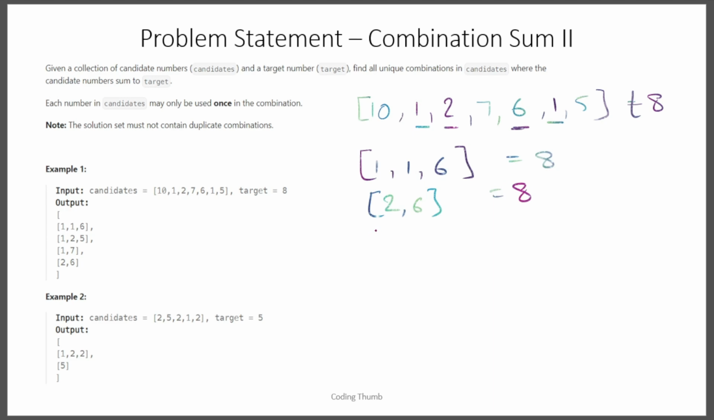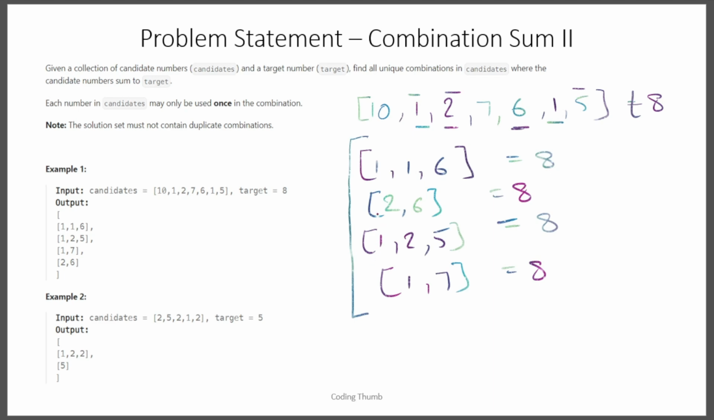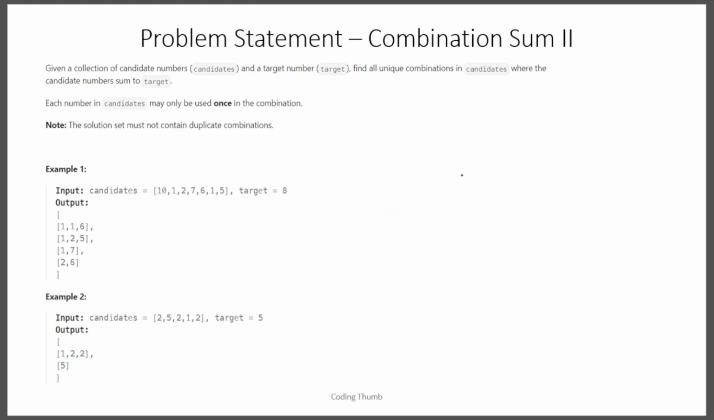Another combination that we can take is 1, 2, and 5, which again adds up to 8. And the other combination we can take is 1 and 7, which again adds up to 8. So these are my combinations that add up to the value 8. Let us take another example of 1, 2, 2, 2, and 5. And let's see if the target given to us is 5, what are the combinations that we can take?